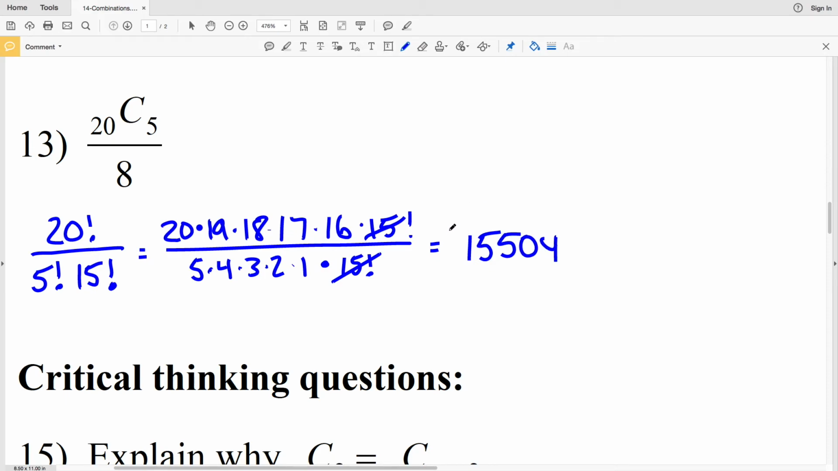However, I need to take that value and divide it by 8. And in doing so, my solution will be 1,938.